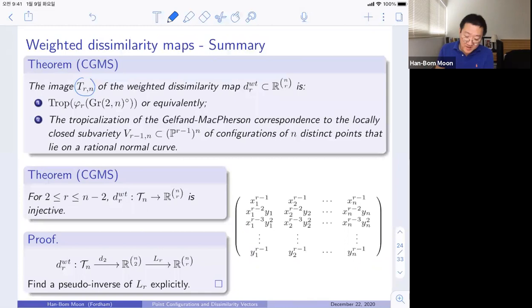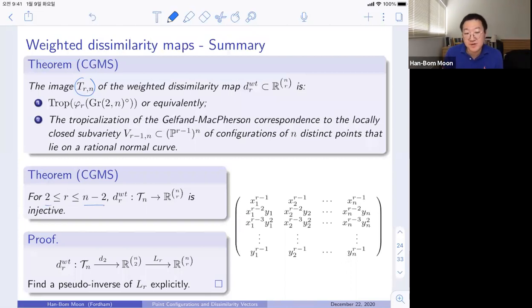And moreover, we proved the following theorem as well. So in the weighted variance, as Dmitry asked the question, it was very curious why the symmetry wasn't there. In our result, the symmetry is there for any number R between 2 and n minus 2. This weighted dissimilarity map is indeed injective.